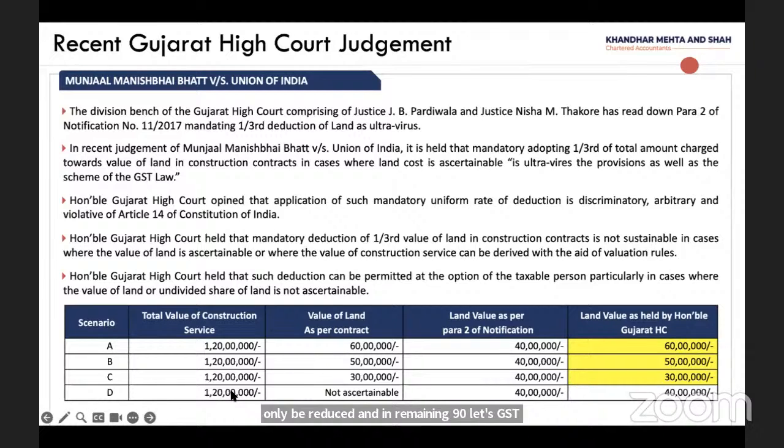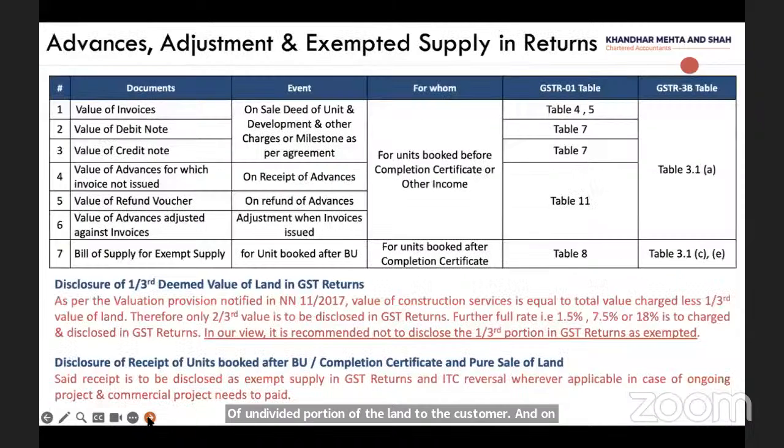Now, scenario D is what the GST law says as of now: if you cannot ascertain the value of the undivided portion of land to the customer, which can happen in commercial units or residential flats, then one third applicability is okay, so that can be applied. So we'll wait and watch what the Supreme Court says on this.